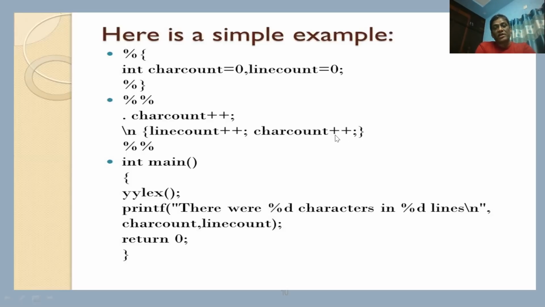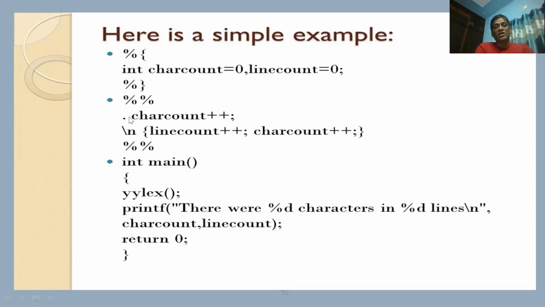Why are we doing it here? Because dot will not match the slash n. Except the slash n, every other character will be counted over here. Slash n needs to be counted separately. So whenever a slash n is identified, one line will be incremented and one character will be added.